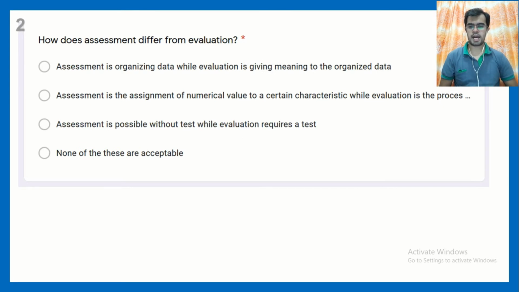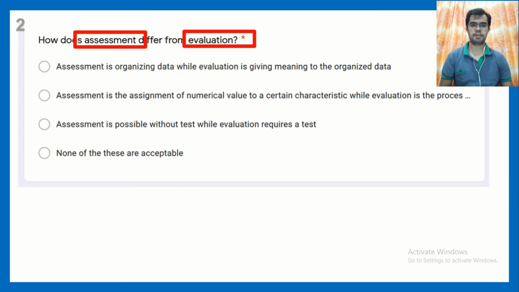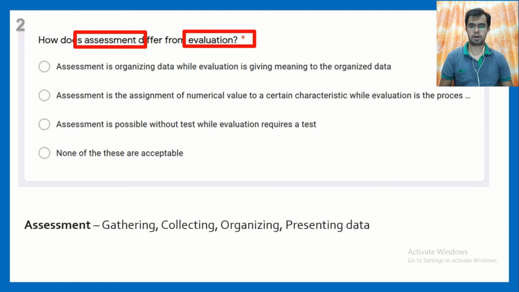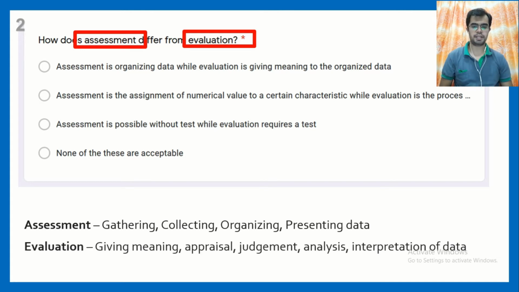Number 2. How does assessment differ from evaluation? Our keywords are assessment and evaluation. Let us recall that assessment means gathering, collecting, organizing, and presenting data, while evaluation is giving meaning, appraisal, judgment, analysis, and interpretation of data. And based on the options, the correct answer is letter A. Assessment is organizing data, while evaluation is giving meaning to the organized data.